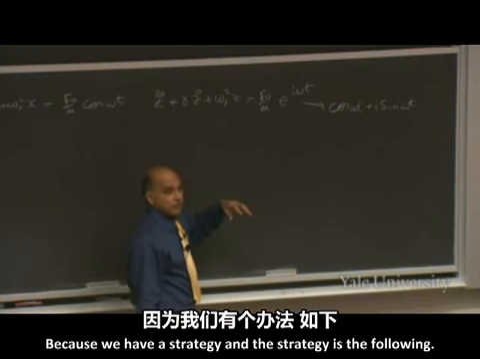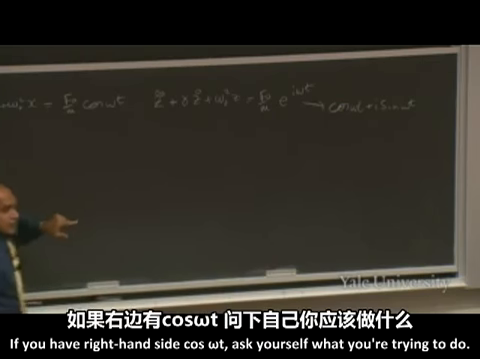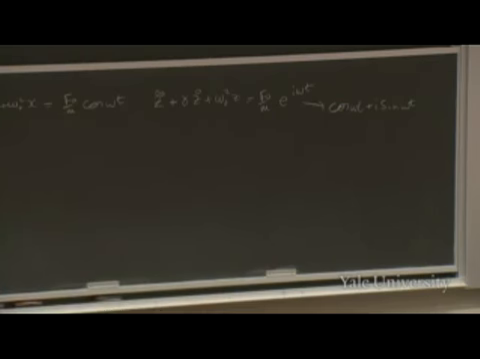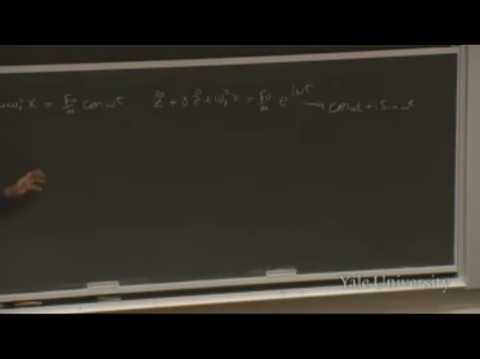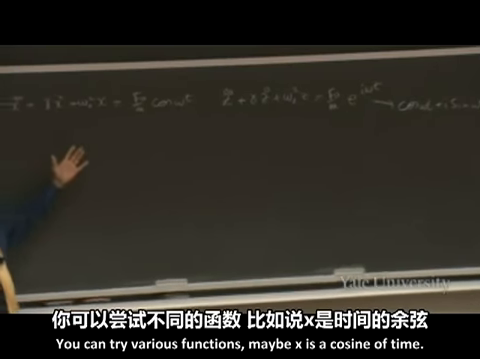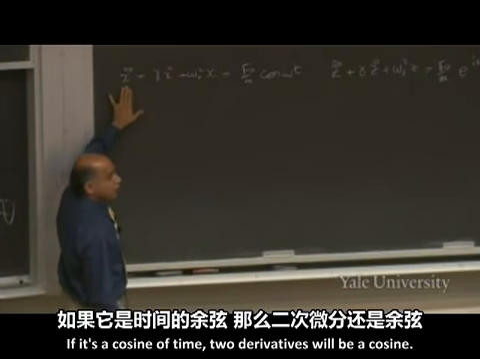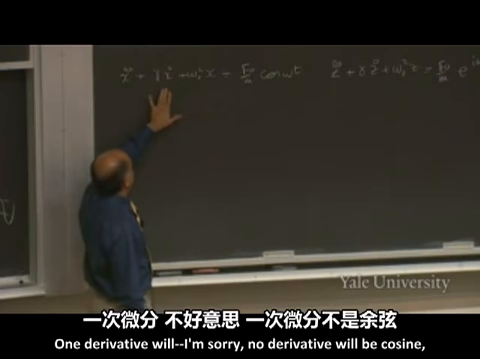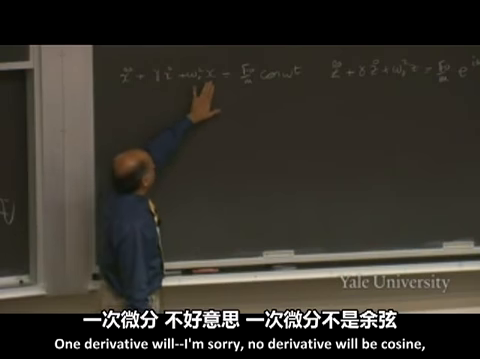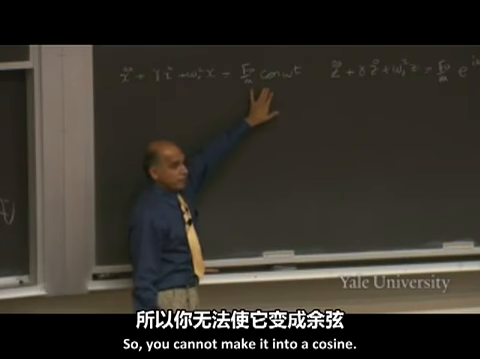The strategy is the following. If you have right-hand side cos omega t, ask yourself what you're trying to do. You're looking for some function x of t which should obey this equation. You can try various functions. Maybe x is a cosine of time. If it's a cosine of time, two derivatives will be a cosine, one derivative will be a sine. So you cannot make it into a cosine.